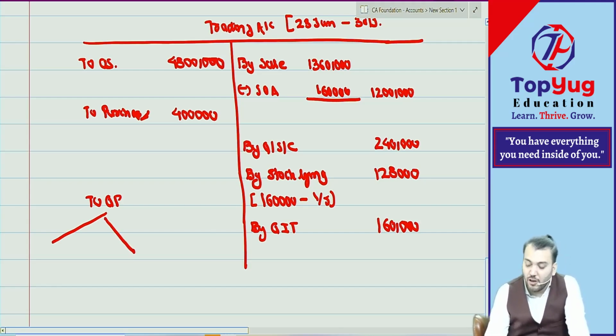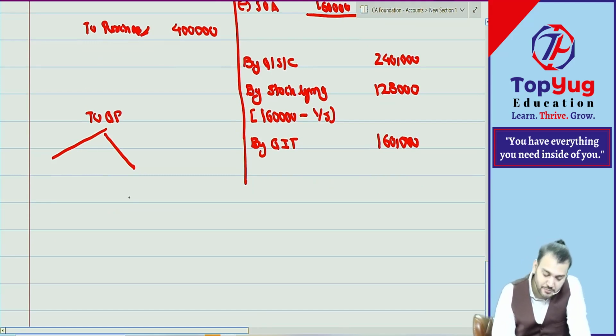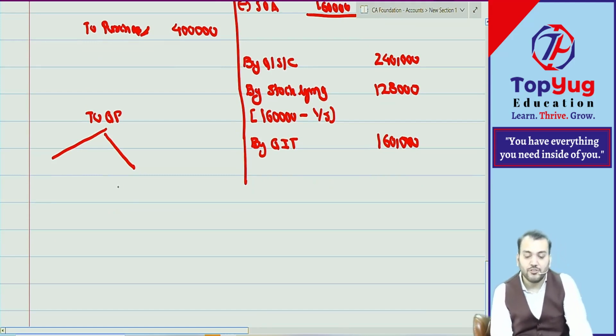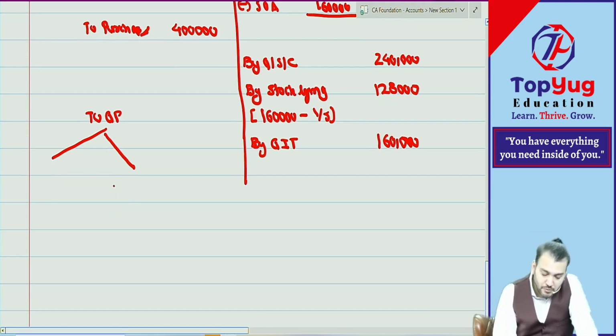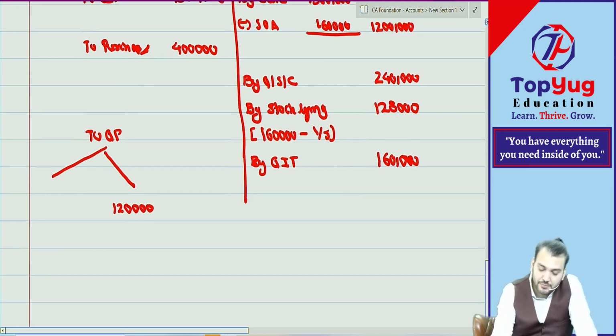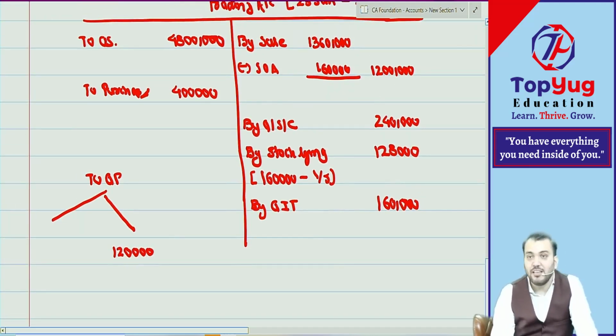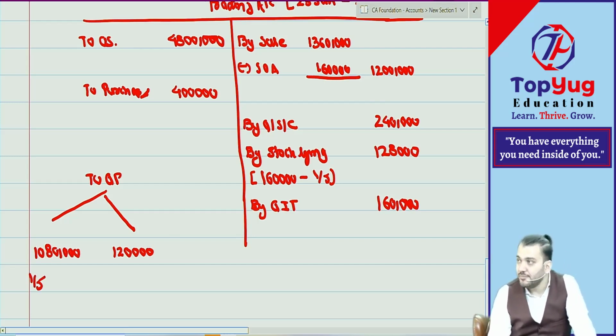12 lakh. Out of this, how much abnormal sale which was sold at loss? 1 lakh 20,000 is abnormal sale. Correct. What is the normal sale? 12 lakh minus 1 lakh 20,000. How much? 10 lakh 80,000. On 10 lakh 80,000, how much profit you are earning? So 1/5 is the profit you are earning.